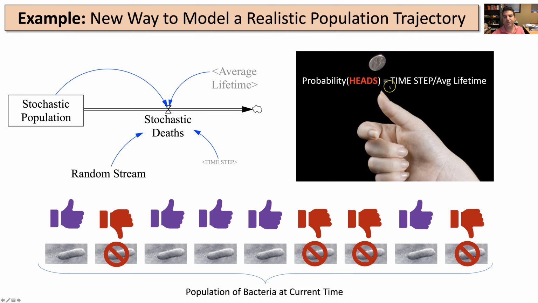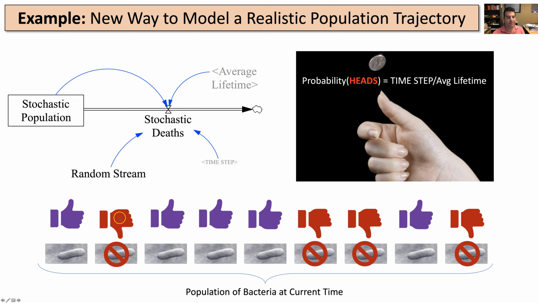And if I choose a small enough time step, much, much smaller than the average lifetime, then it turns out you can approximate the probability that any single bacterium will die in that time step as just time step divided by average lifetime. So that gives me a probability. And I can say, well, imagine I flipped the coin 1, 2, 3, 4, 5, 6, 7, 8, 9 times. How many of those 9 times came up heads?